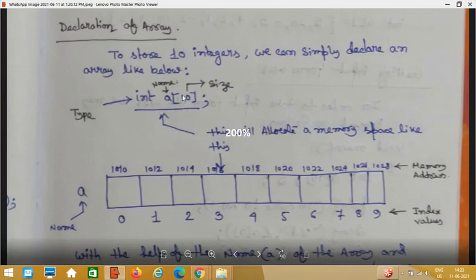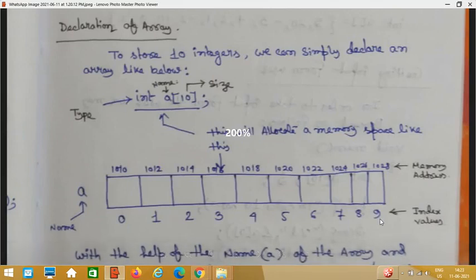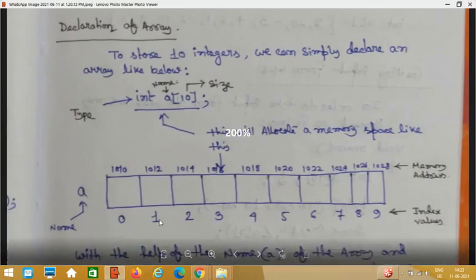Since there are 10 blocks, the size of the array is 10. So the index starts from 0, and it will end with the number 10 minus 1, that is 9. Got it? So with the help of these index values along with the name of the array, we can access any particular block of this array. Let's see.